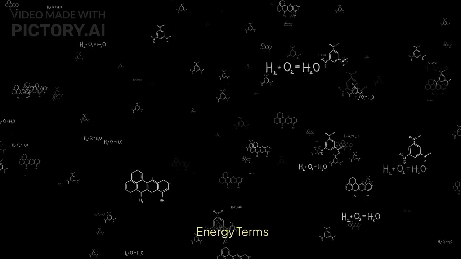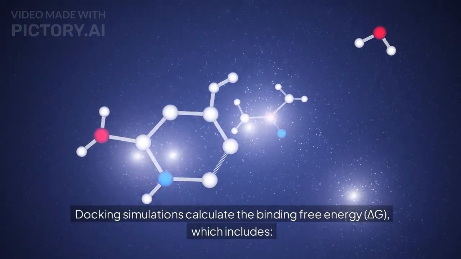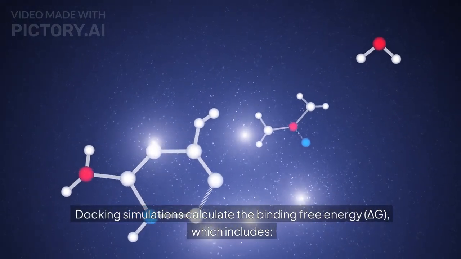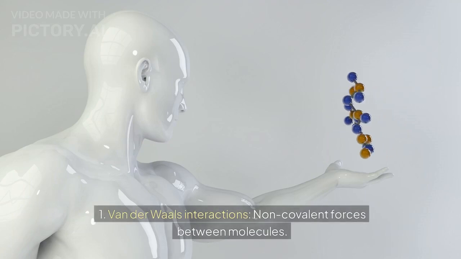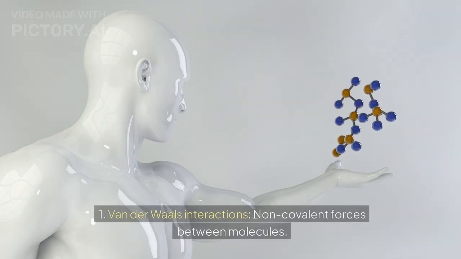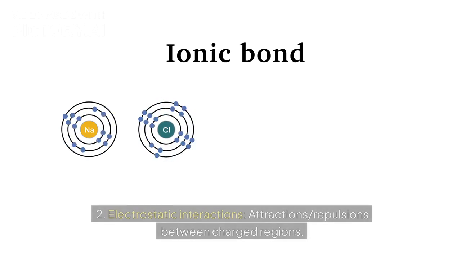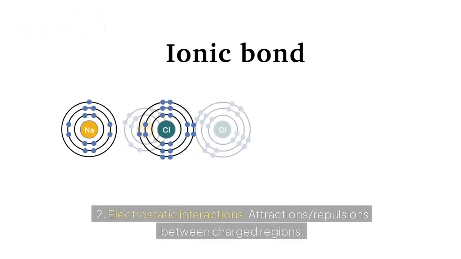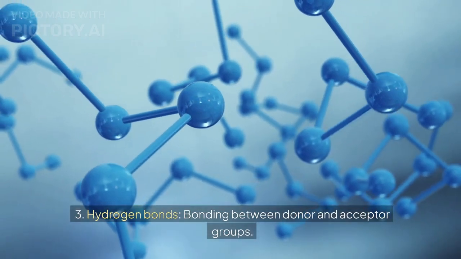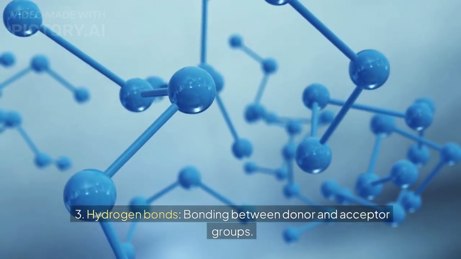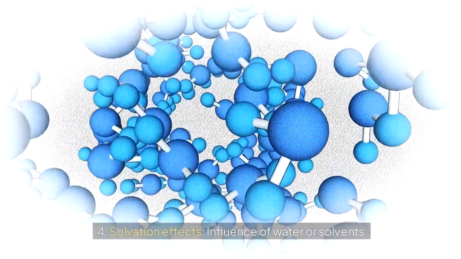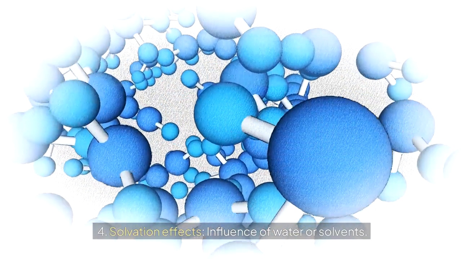C. Energy terms. Docking simulations calculate the binding free energy, delta G, which includes: 1. Van der Waals interactions, non-covalent forces between molecules. 2. Electrostatic interactions, attractions and repulsions between charged regions. 3. Hydrogen bonds, bonding between donor and acceptor groups. 4. Solvation effects, the influence of water or solvents.